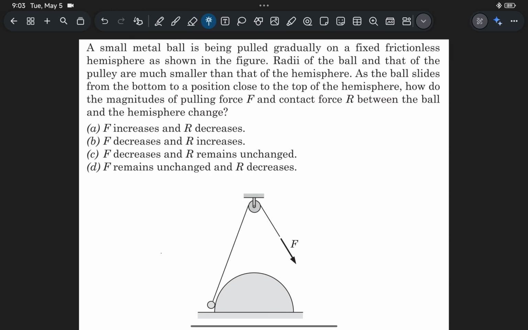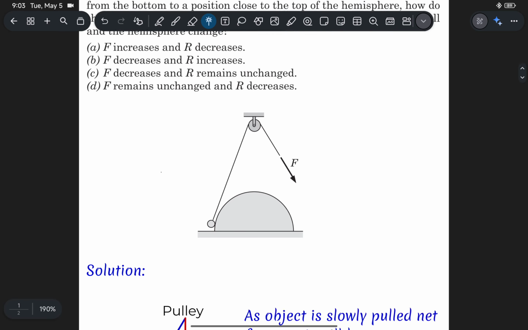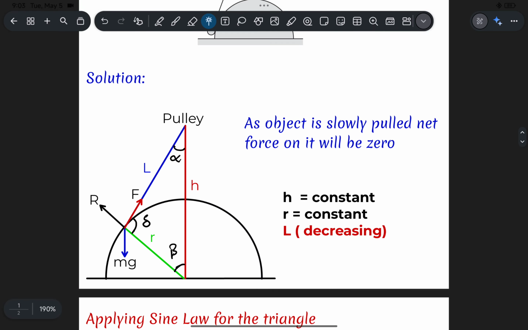So before we proceed with the solution, it's better to solve the question by yourself once before seeing the solution part. Okay, so I'll right away jump to the solution. So here I'm just assuming the pulley is also very small, and as they have told, the radius of the sphere is very small compared to the radius of the hemisphere. So I treated this almost like a point object.